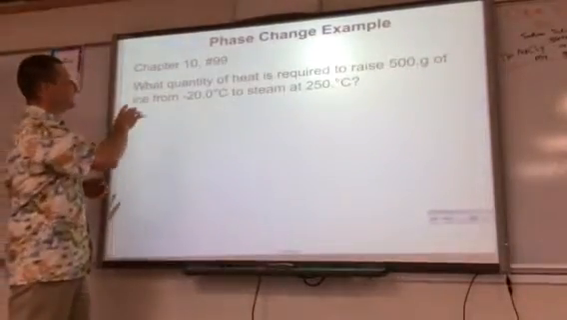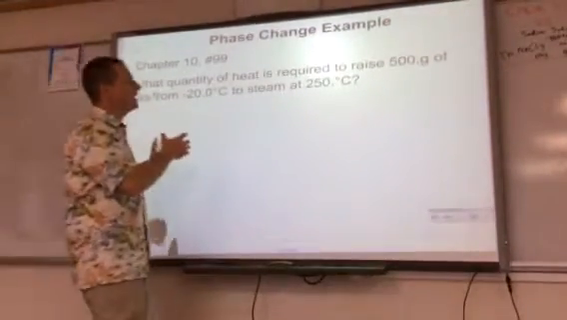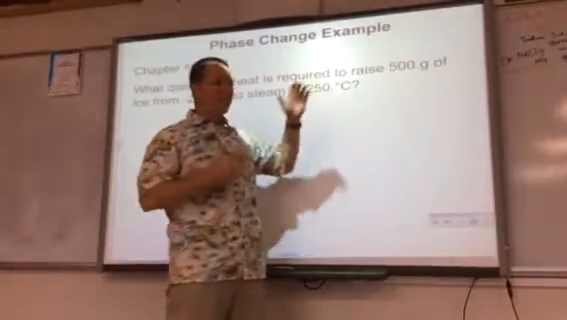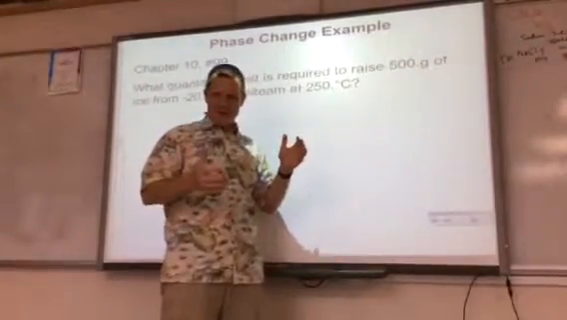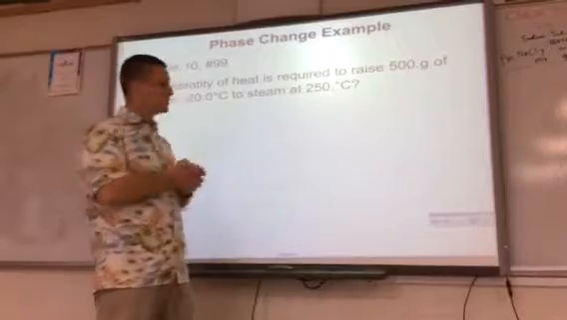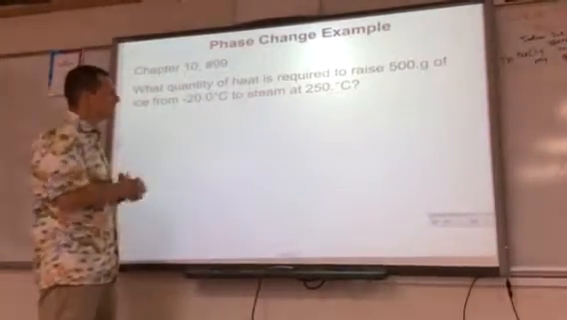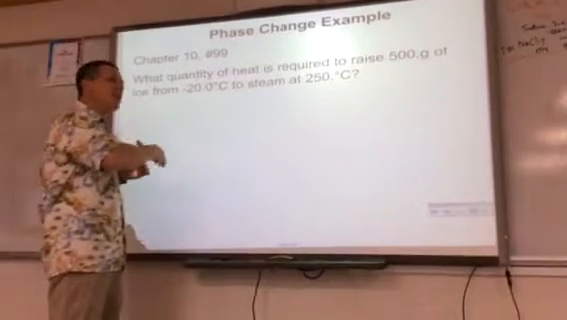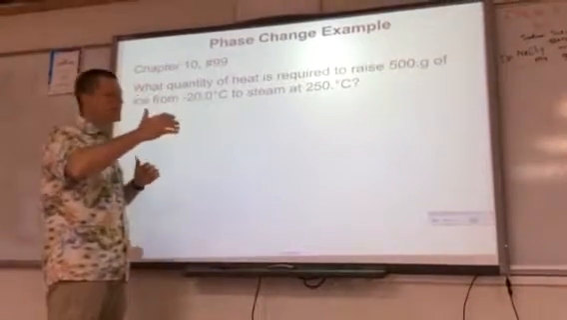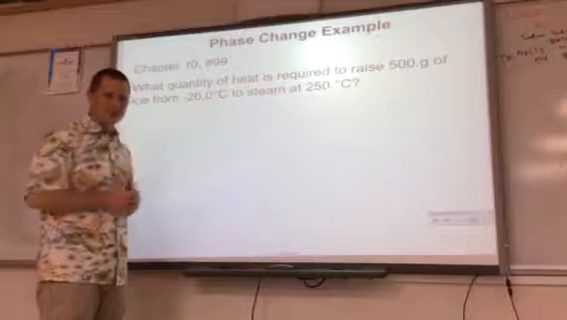All right, so then we get to this one. Let's take a look at what it says. What quantity of heat would you need to take 500 grams of ice, fairly big sized chunk of ice. It's negative 20 degrees Celsius right now, so the water is in the solid form. You need to heat that up all the way through all three physical states until you have steam at 250 degrees.